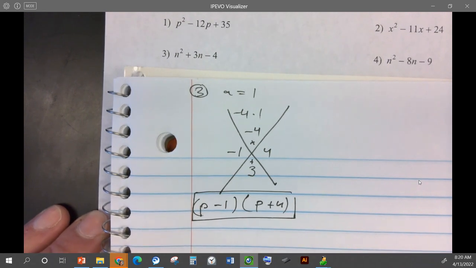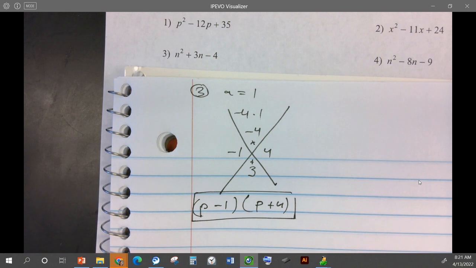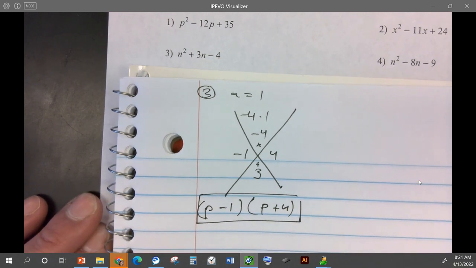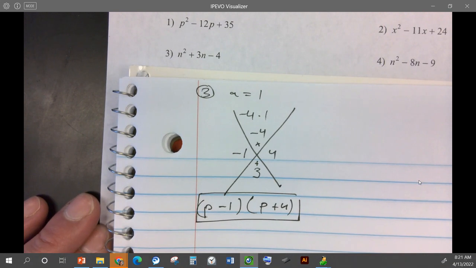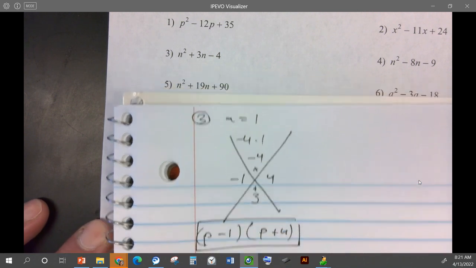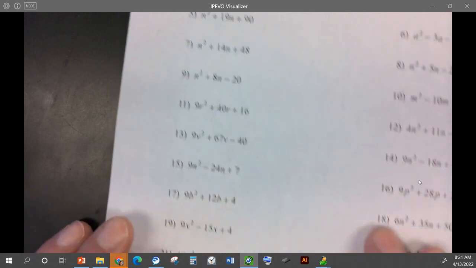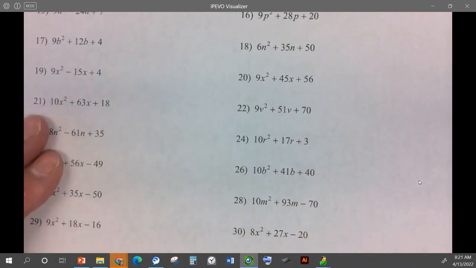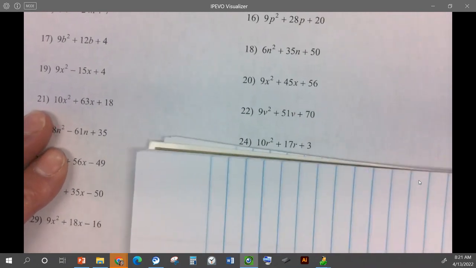Let's try one where A is not 1. So look through, is there any that you want to do, or I can pick one too? Look for a number where A is not 1, and we'll do that one together. Number 24? Okay. Let's scoot down. I'm going to move to number 24 over here. Okay, I'm going to pull up my scratch paper. Let's do this one.